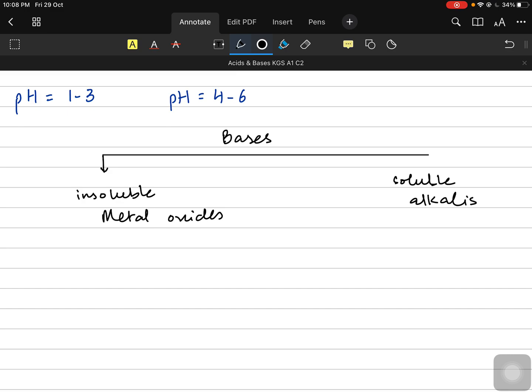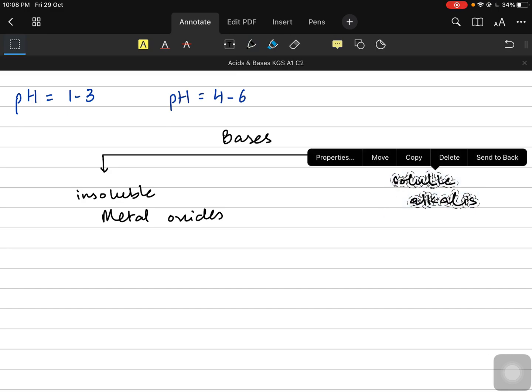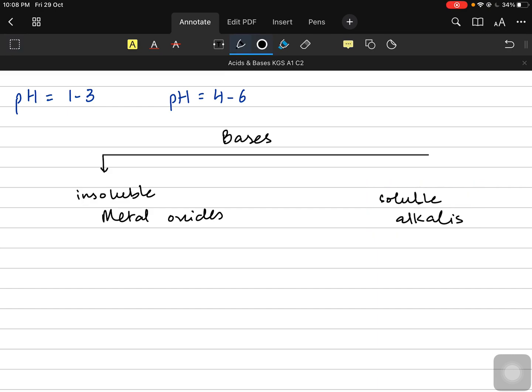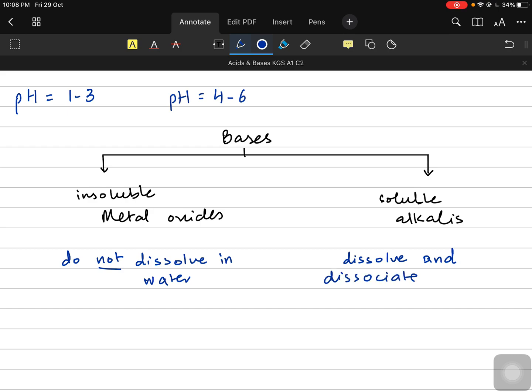Insoluble metal oxides obviously do not dissolve in water. But the alkalis dissolve and dissociate in water to give you the OH minus ions.